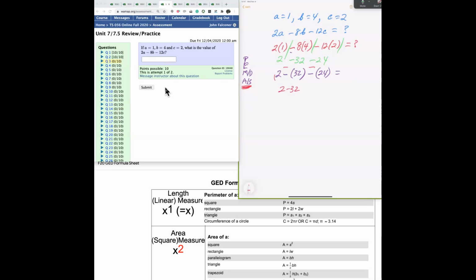We evaluate this side first. And 2 minus 32, you can think of this as positive 2 being combined with negative 32. Whenever the signs are different and you're adding or subtracting, combining numbers with different signs, take the difference between the 2 numbers. So we have 32 and 2. The difference there is 32 minus 2, and it leaves 30.